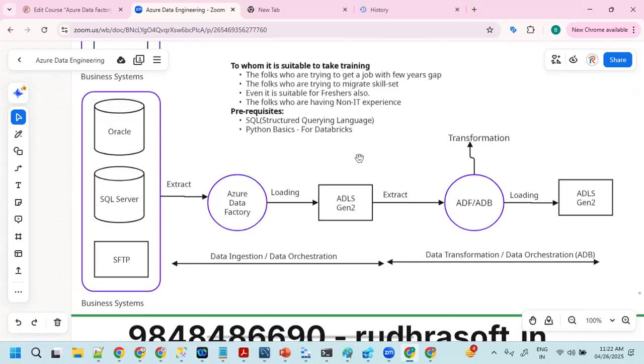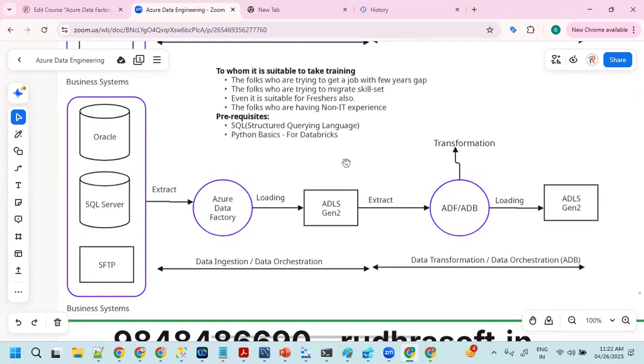So do we need any SSIS-related things? No, completely not required. Okay, so whatever we cover is essentially what is required for us.